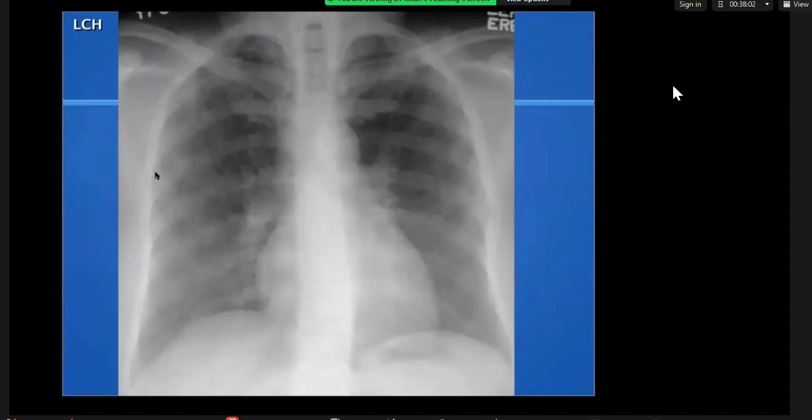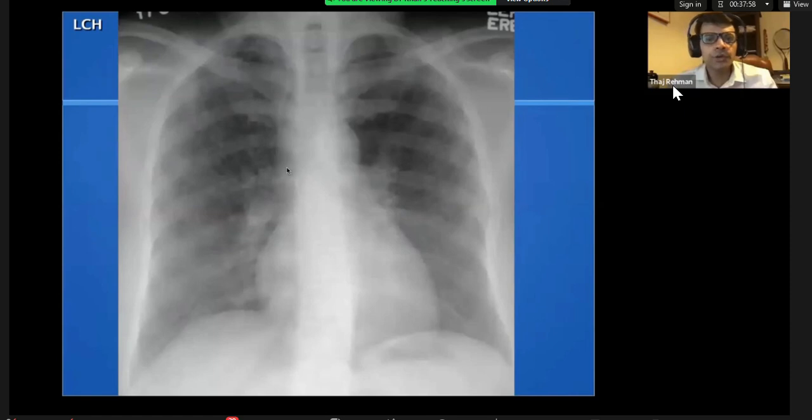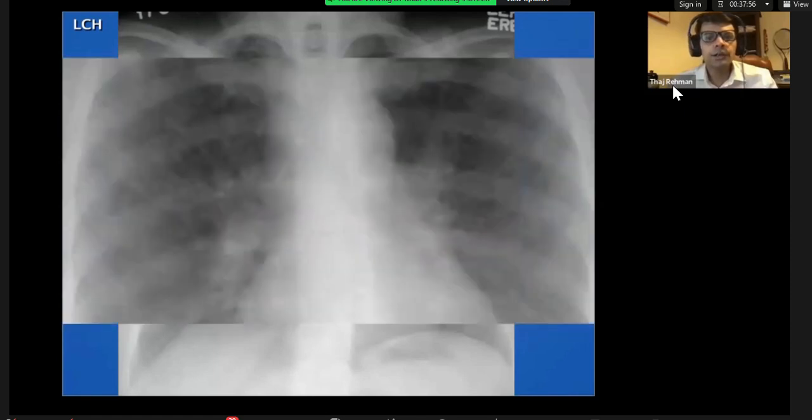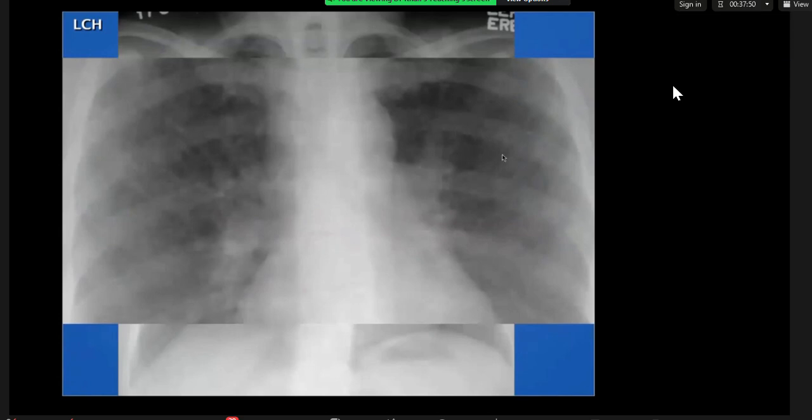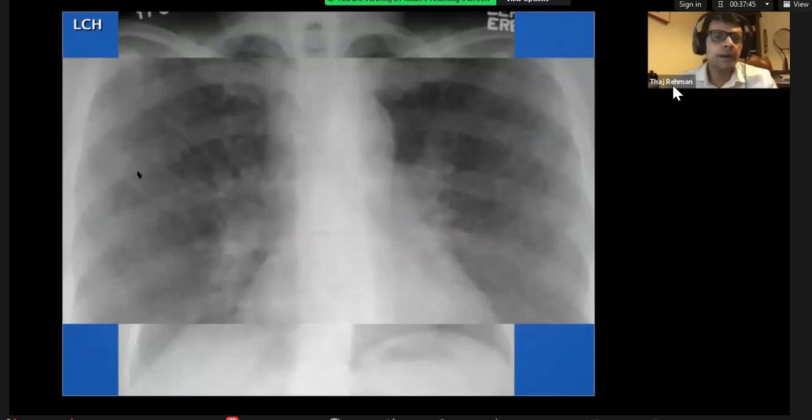So that's another case of LCH. So multiple nodules. Again, just to show how to identify nodules. Can you see the small nodules? Yeah. So look for these. Get your eyes used to seeing them and identify them, and distinguishing them from vascular structures. Sure.